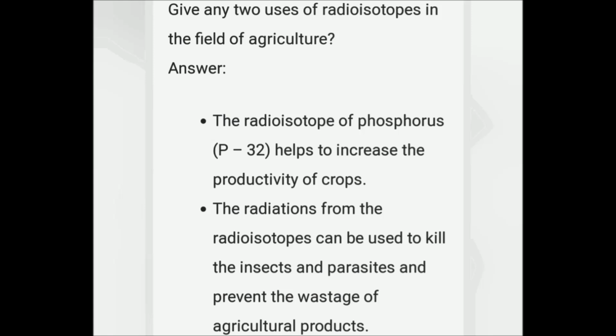Give any two uses of radioisotopes in the field of agriculture. The radioisotope of phosphorus, that is P32, helps to increase the productivity of crops. Next, the radiations from the radioisotopes can be used to kill the insects and parasites and prevent the wastage of agricultural products.